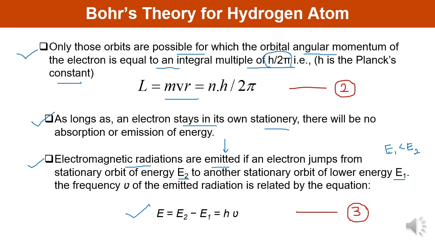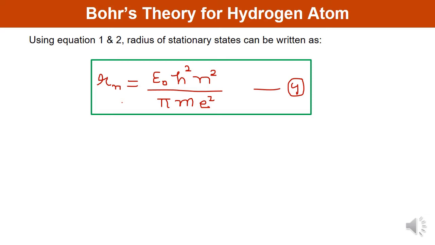Here, what is our objective? Our objective is to derive the radius for that particular hydrogen atom and how it is related to the other parameters. So using both the equations, the radius of stationary states can be written as rn is epsilon naught h square n square upon pi m e square. You just have to substitute the first equation, where the centrifugal force is equal to the Coulomb force, and the second, where the orbital angular momentum of the electron is equal to the integral multiple. By utilizing those two equations and rearranging the terms, you get rn.